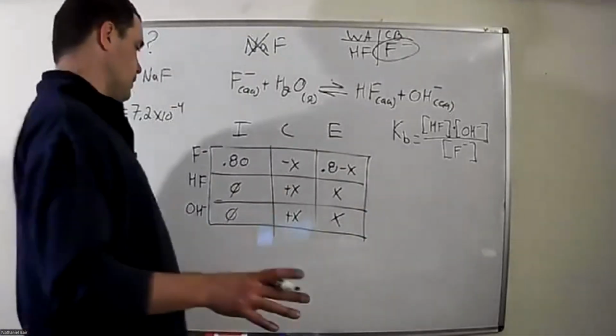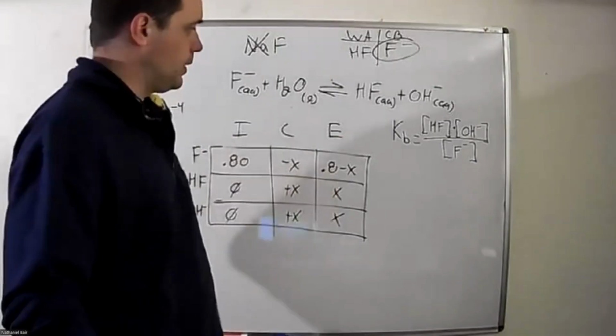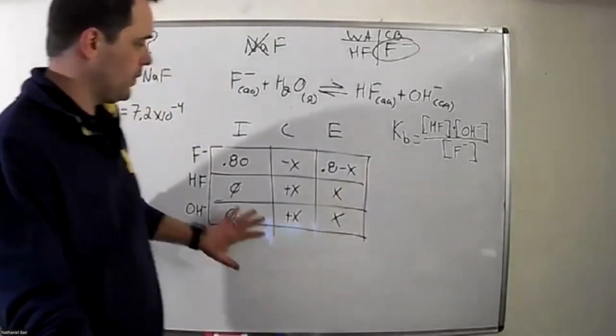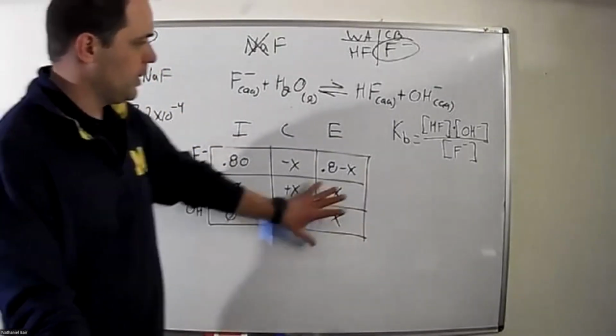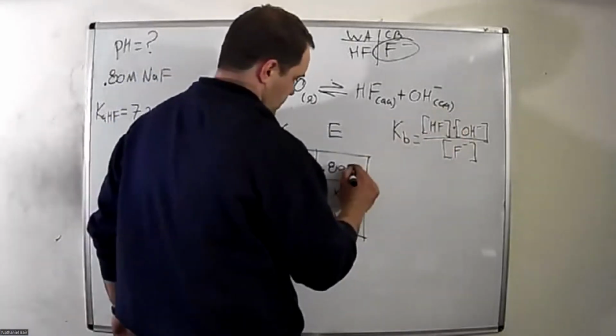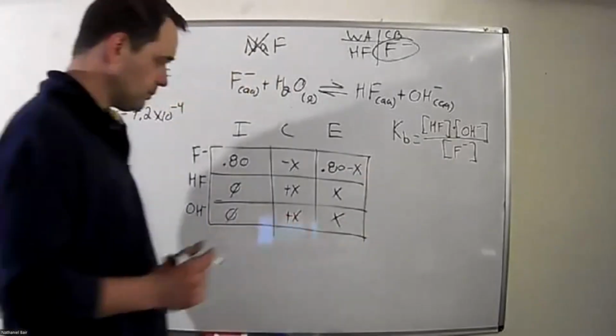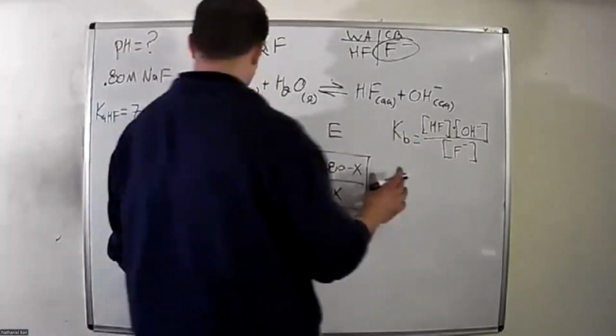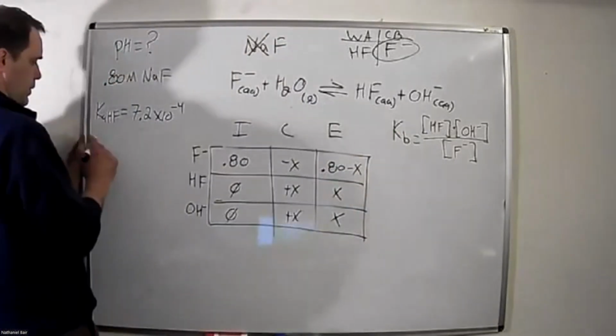All right, folks. So we hopefully got up to here where we have our Kb expression. We have our ICE table. Now we're going to plug that stuff in. I'm going to throw that trailing zero back on that 8. It's bothering me. There we go. So we're going to plug this stuff in. We need to get our Kb here first, though.